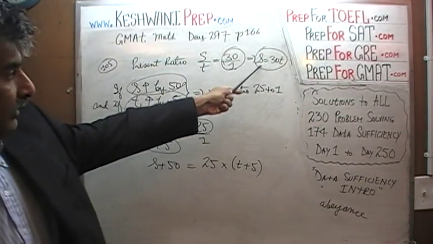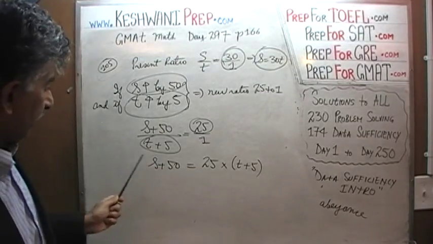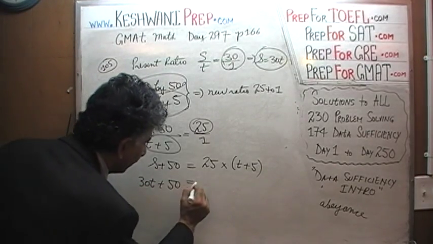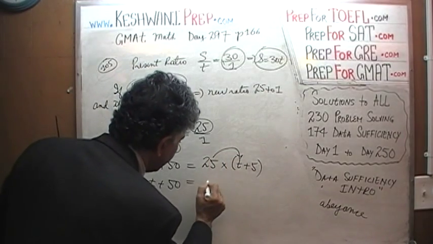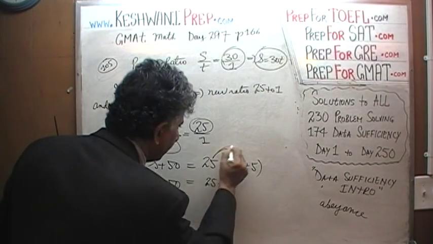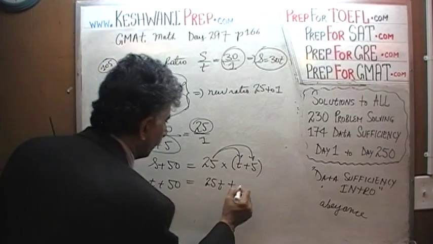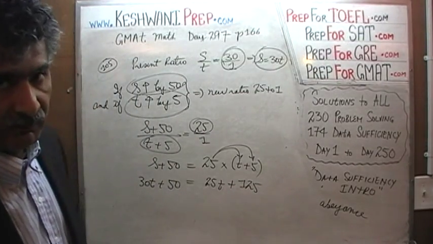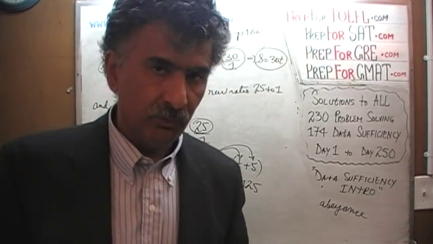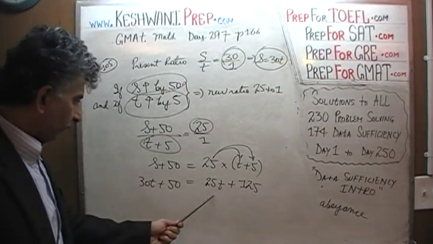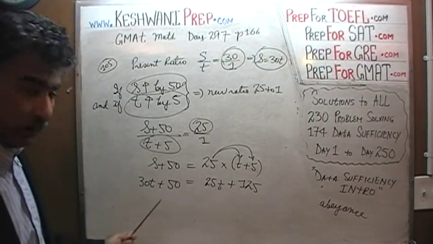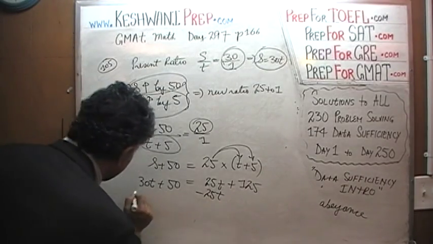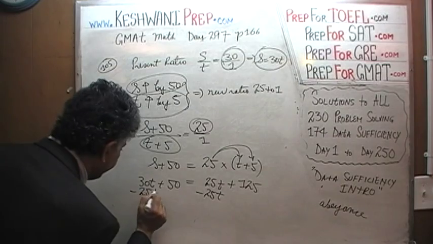But we know what s equals. S equals 30t. Let's put it in here. 30t plus 50 equals 25 times t, which is 25t, and 25 times 5 is 125, because 25 times 4 I know is 100. Let's subtract 25t from both sides so that we can bring all the t's to one side. So subtract 25t from here and subtract 25t from here.